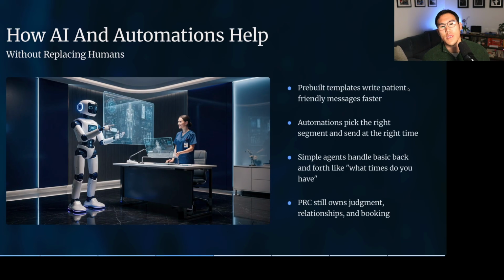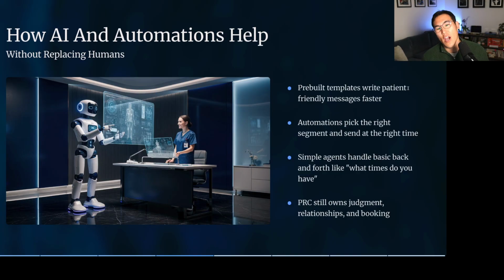The second piece is AI and automations. Now, anybody under the sun can use AI. We want to show you how to use AI to grow your clinic. This is really where people tend to overcomplicate things and they chase the shiny newest object. AI in this context is not magic robot replace staff. It's actually templates that write patient-friendly messages faster, agents that handle simple back and forth, like what times do you have available, and automations that send the right message to the right segment at the right time.